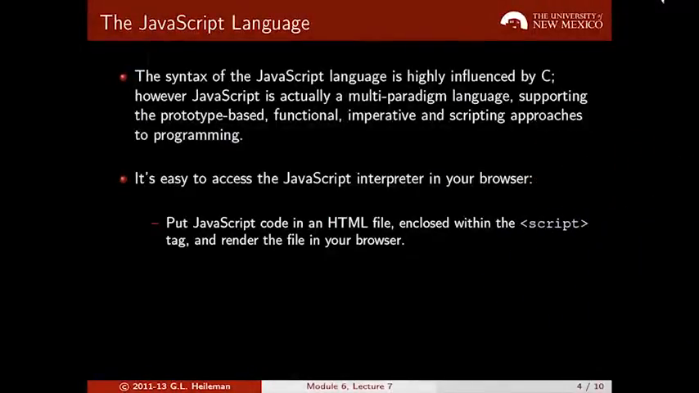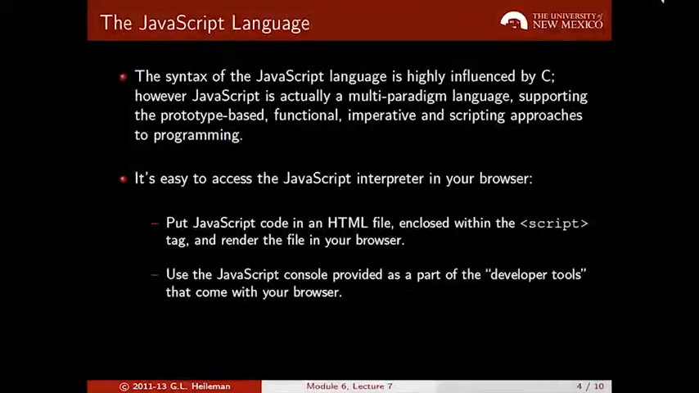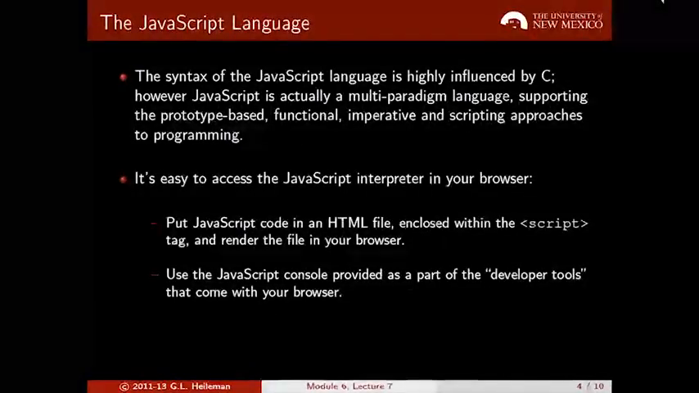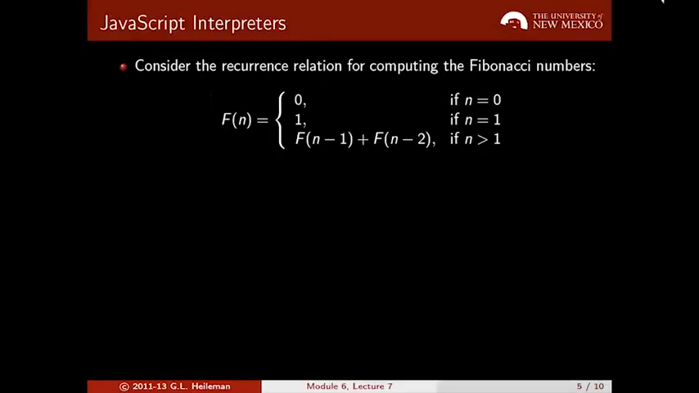It's easy to access a JavaScript interpreter in your browser. You can just put JavaScript code into an HTML file, enclose it with the script tag, and then open it up in your browser, and the code will be executed. Another way is to use the JavaScript console that's provided as a part of the developer tools that come with your browser.